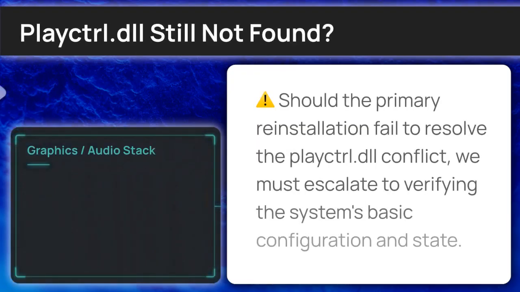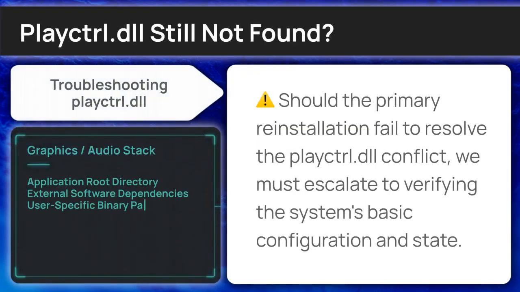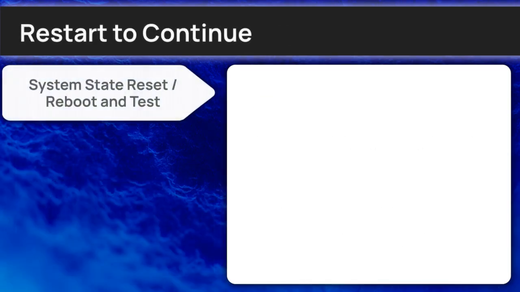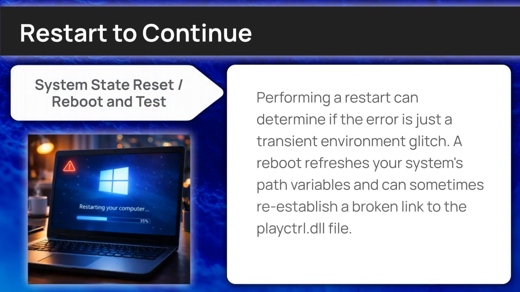When a standard software refresh isn't enough, we need to bypass the automated installers and look at manual system state resets. A quick reboot can determine if the error is transient. While it won't fix a deleted file, it can re-establish the connection between your software and the Playctrl library file if the path was temporarily busy.